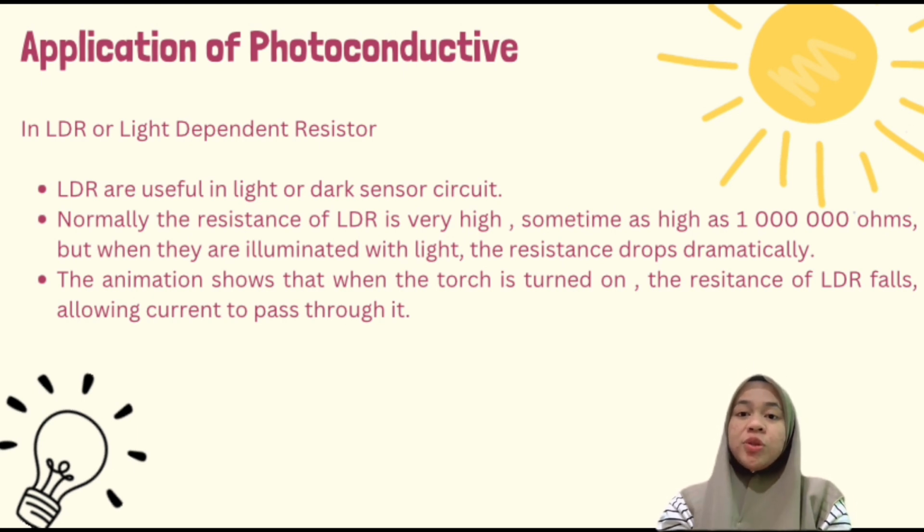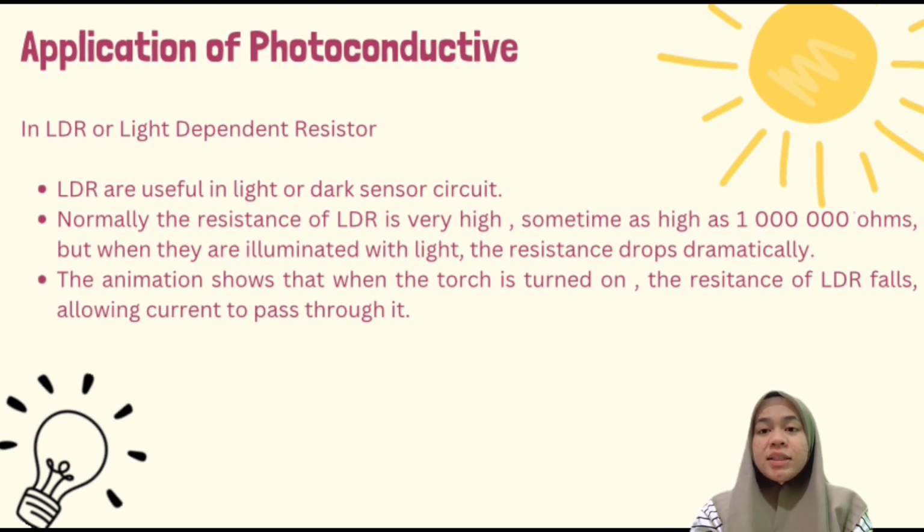Photoconductive is usually used in LDR, also known as light-dependent resistor. LDRs are useful in light or dark sensor circuits. Normally, the resistance of an LDR is very high, sometimes as high as 1 megaohm. But when they are illuminated with light, the resistance drops dramatically. The animation shows that when the torch is turned on, the resistance of the LDR falls, allowing the current to pass through it.